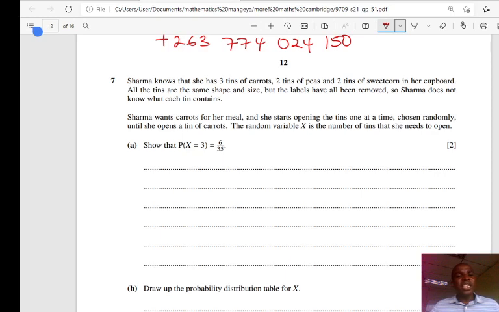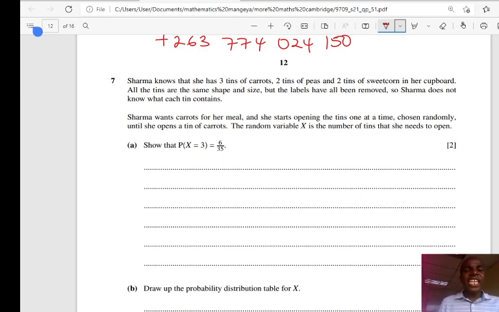Shama wants carrots for a meal, and she starts opening the tins one at a time, chosen randomly until she opens a tin of carrots. The random variable X is the number of tins that she needs to open. Right, so Shama knows that she has 3 tins of carrots. Then peas, there are 2. Sweet corn is 2 in the cupboard.